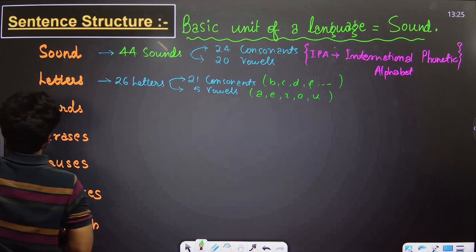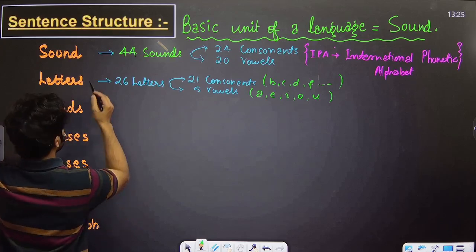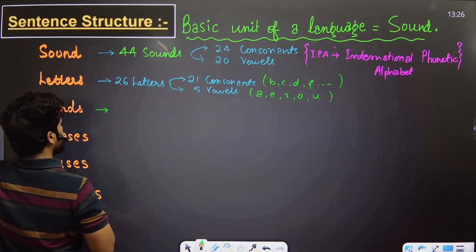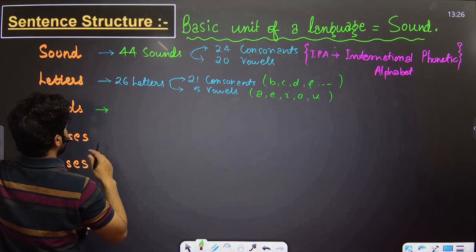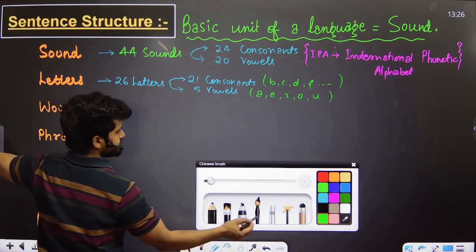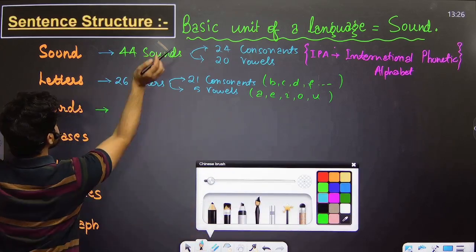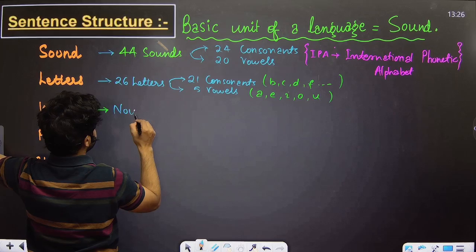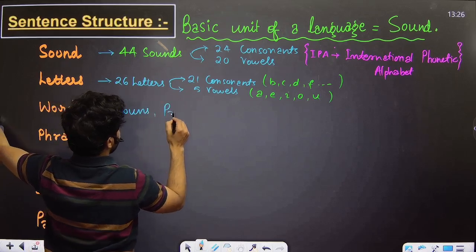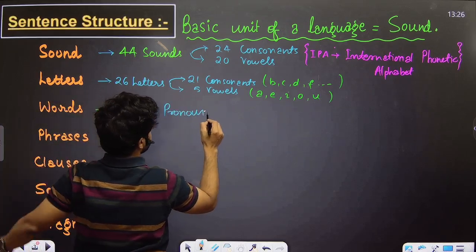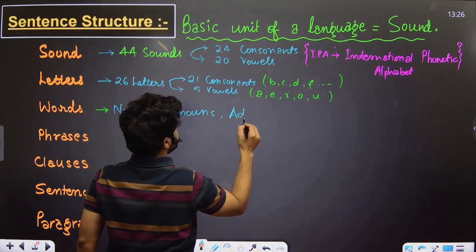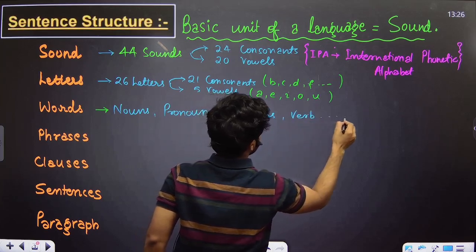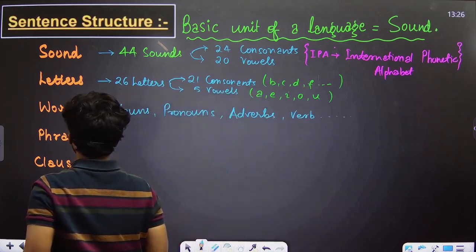Now comes what? Now come the words, after the letters. In the case of words, what do we have? We have the noun, pronouns, adverb, verb. Okay, these parts of speech are all your words.